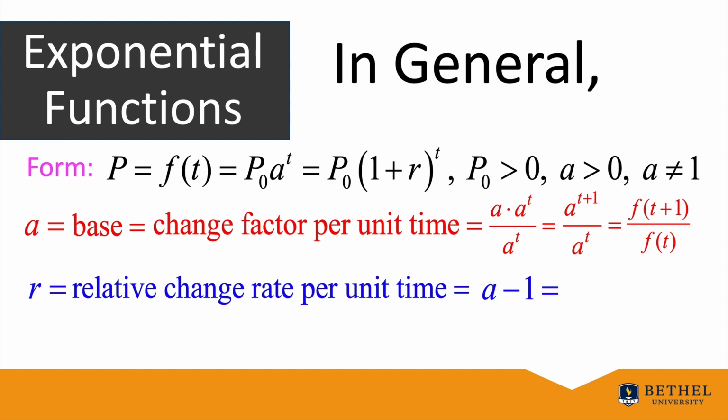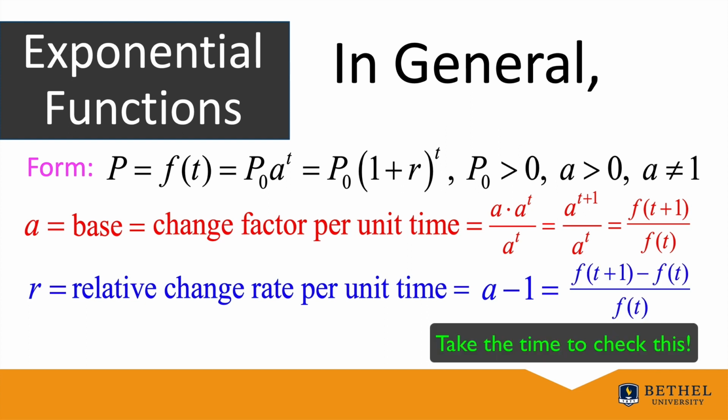By replacing a with f of t plus 1 divided by f of t and getting a common denominator of f of t, we can also write it as this fraction. It's the amount of growth in the time interval, f of t plus 1 minus f of t, divided by the starting amount, f of t.